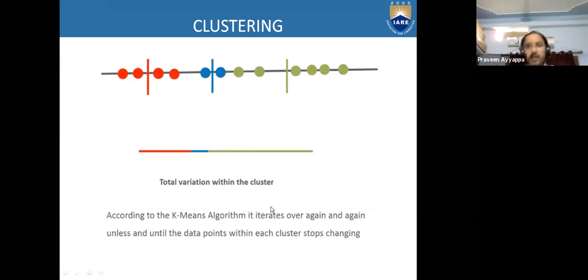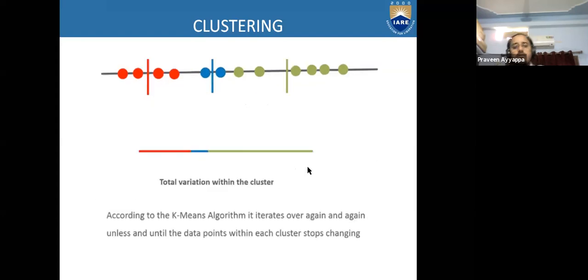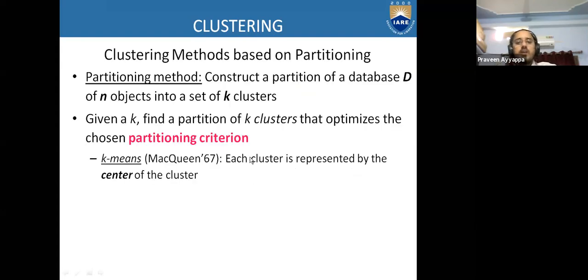And so the total variance within the cluster. According to the k-means algorithm, it iterates again and again until the data points within each cluster stop changing. So here it keeps on changing the data points. The color of the data points keeps on changing until we achieve this particular result. That is what he means to say. So the data points should stop moving. So this is about k-means clustering.